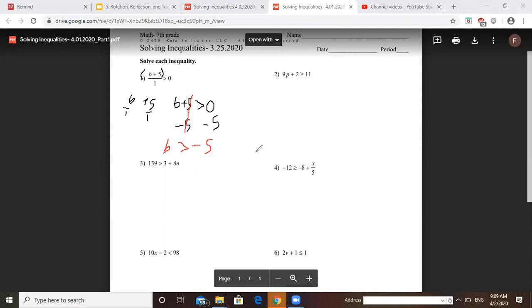I'm going to be doing one more example. So this is 9p plus 2 is greater than or equal to 11. It would be easier to get rid of the plus 2 first, since it's alone. So this is a plus 2. The opposite of that would be minusing 2 from both sides. So then now your new inequality would be 9p is greater than or equal to 11 minus 2 is 9.